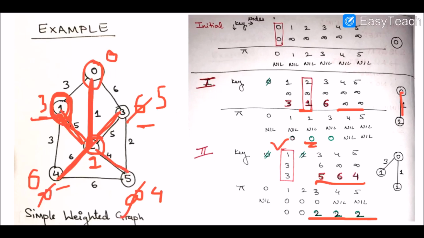So this edge and this edge will be included. Why? Because this value is 3, and what is the pi value of 1? Pi value of 1 is 0. So again, which node will be included? We can see this tree, that this is the current spanning tree that has been extracted or generated from this given graph following these steps.